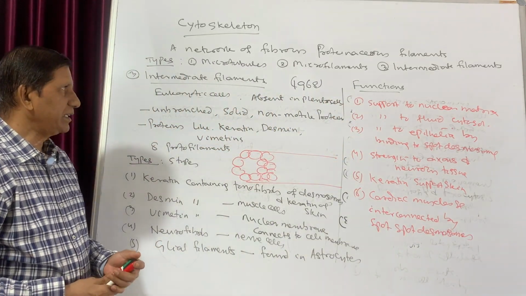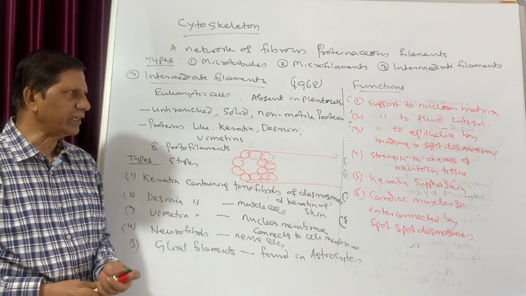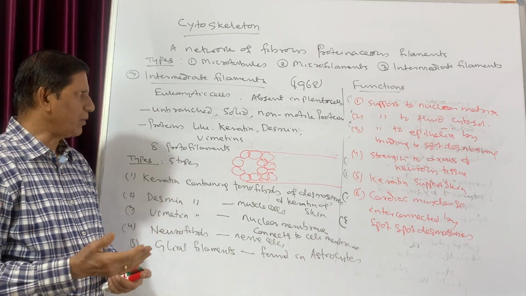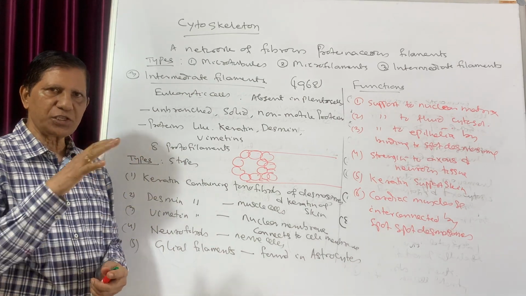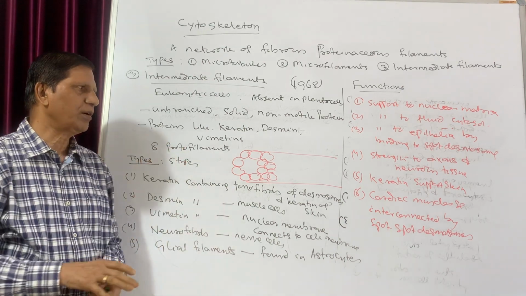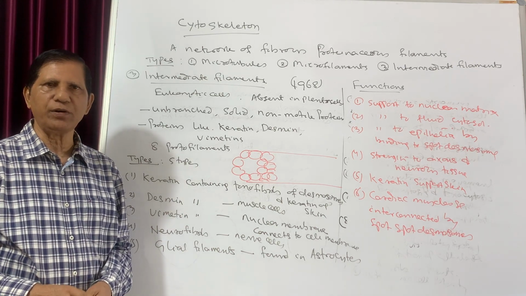So these are the three types of cytoskeleton: microtubules, microfilaments, and intermediate filaments. And in each case, where they are present, what is the structure, what is the difference between them, and what are the different types of functions. The cytoskeleton is very important from the examination point of view.